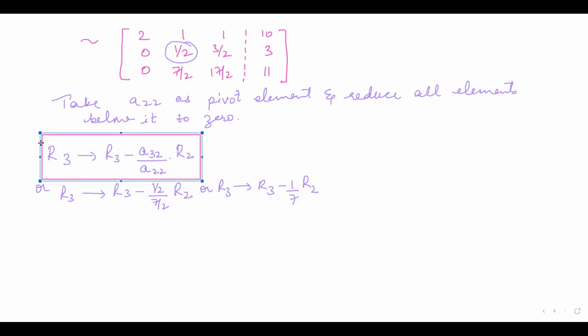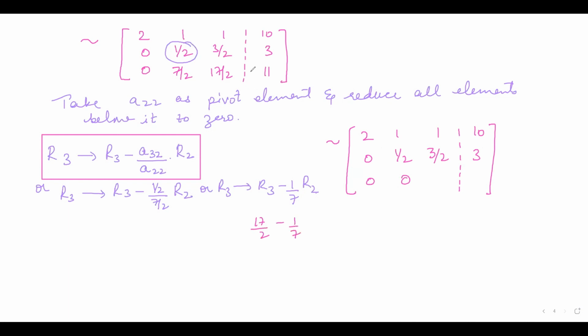And this would be your final elementary row operation. So when you apply this, the first row has no change, the second row has no change, 10, 3. Now the changes would be done in the last row. So this is 0, this is 0, only these two elements. What would be these two elements? 17 by 2 minus 1 upon 7 R2, and R2 is 3 upon 2. So I'm getting 17 upon 2 minus 3 upon 14. When you solve it, I'll be getting the final answer as minus 2.